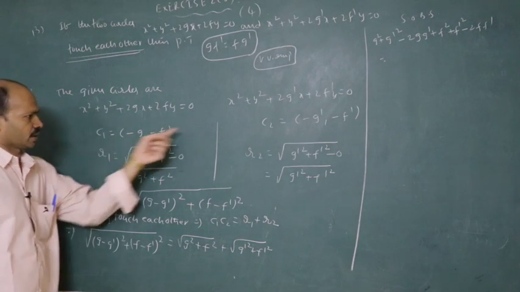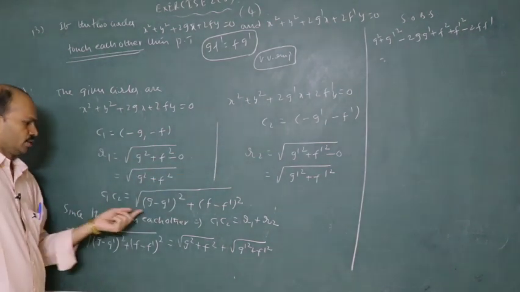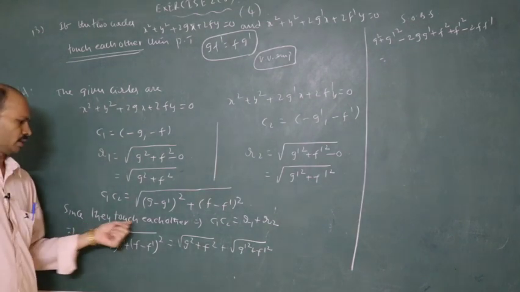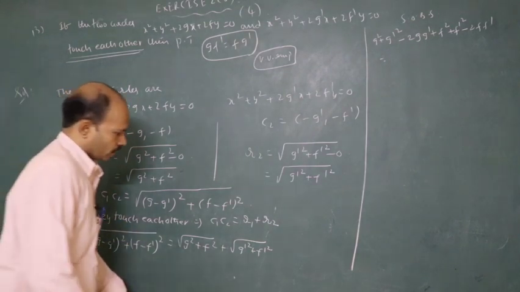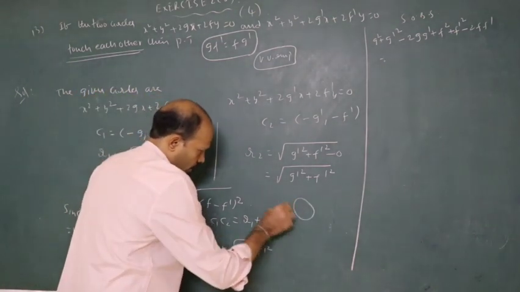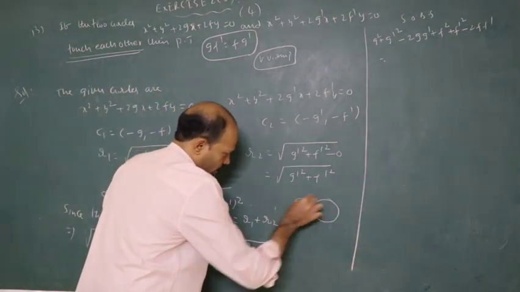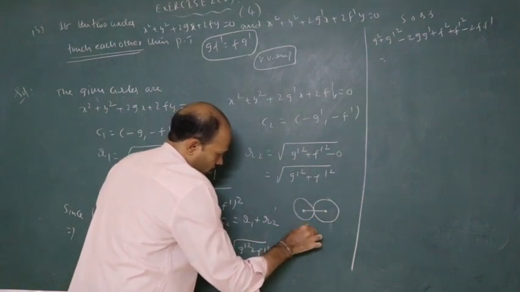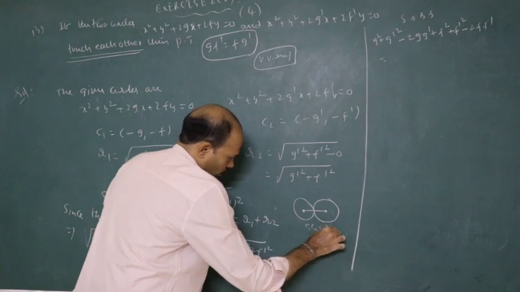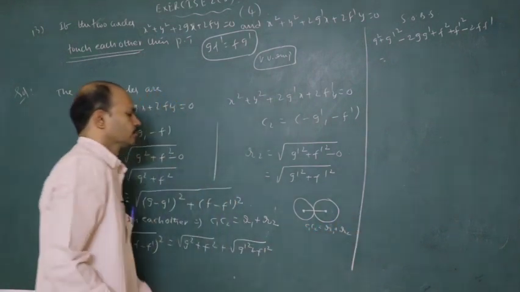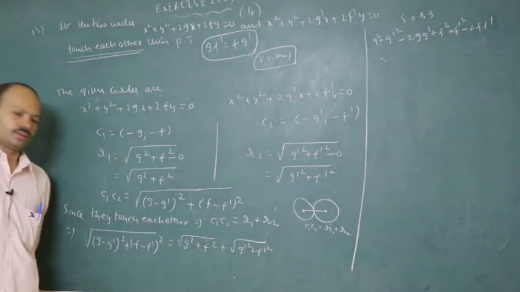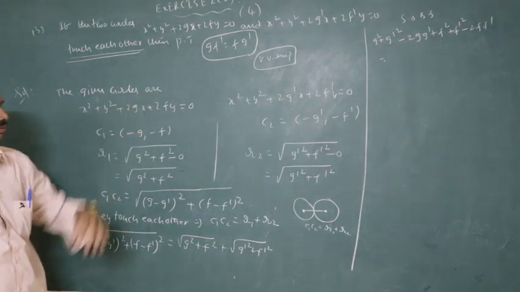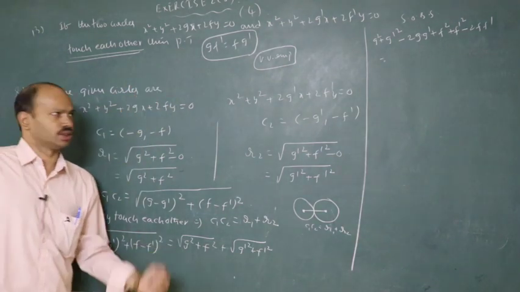The distance between the centers C1 and C2, you know what the formula is. Given that the two circles touch each other, whenever two circles touch each other, what is the common property? C1C2 is equal to R1 plus R2. So apply that property: C1C2 equals R1 plus R2. The next step to get your conclusion is just ordinary mathematical calculation.